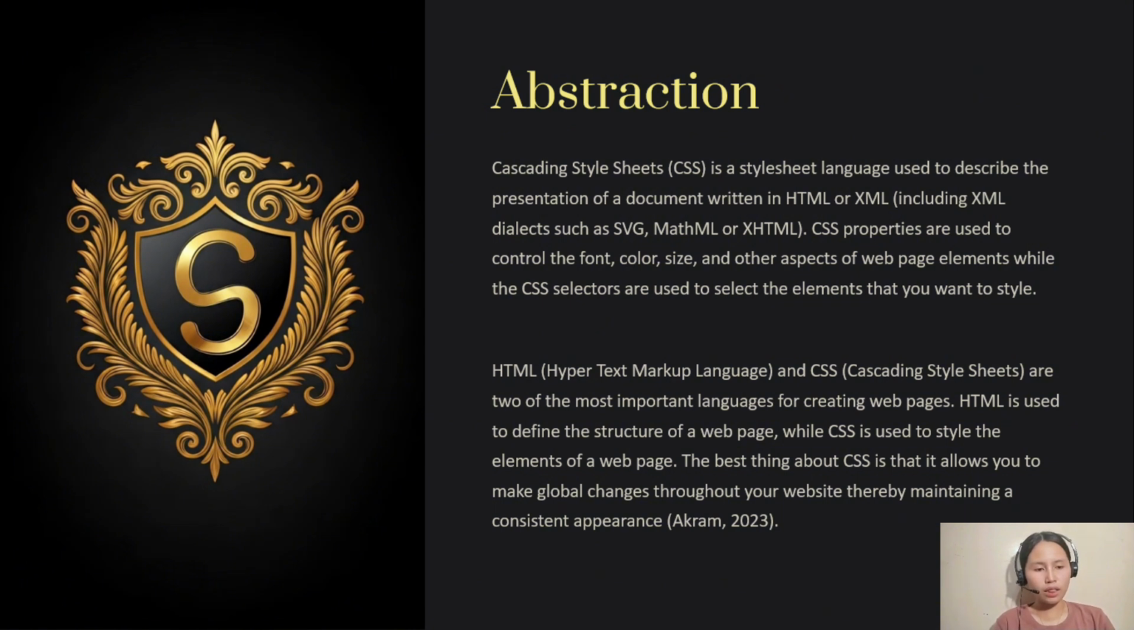So HTML, or Hypertext Markup Language, and CSS, which stands for Cascading Style Sheets, are two of the most important languages for creating web pages. HTML is used to define the structure of a web page, while CSS is used to style the elements of a web page. The best thing about CSS is that it allows you to make global changes throughout your website, thereby maintaining a consistent appearance.